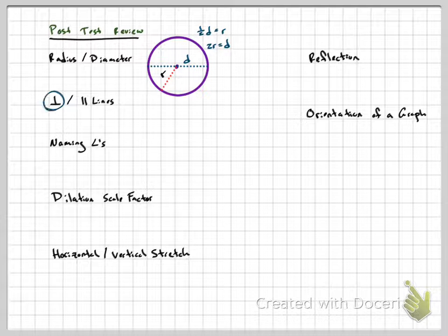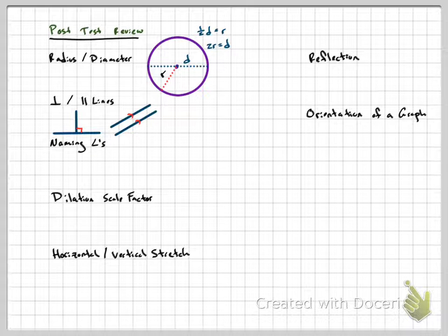Perpendicular and parallel lines. So this is the symbol for perpendicular. This is the symbol for parallel. If lines are perpendicular, they form a right angle. If lines are parallel, they will never intersect. And hopefully you remember from Algebra 1, they have the same slope.